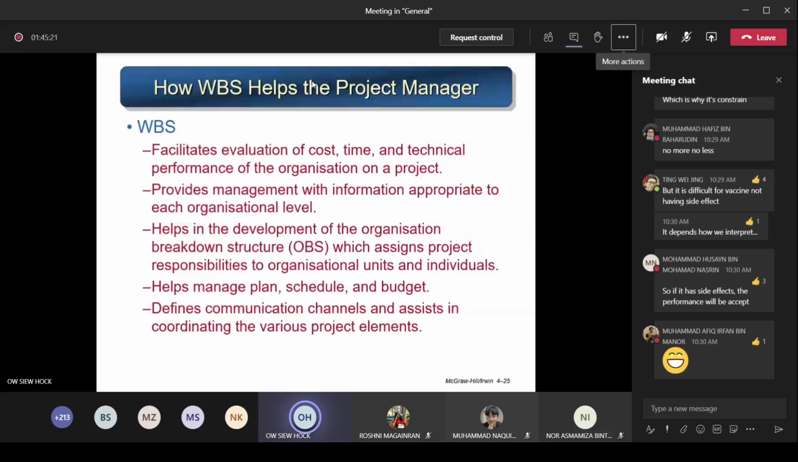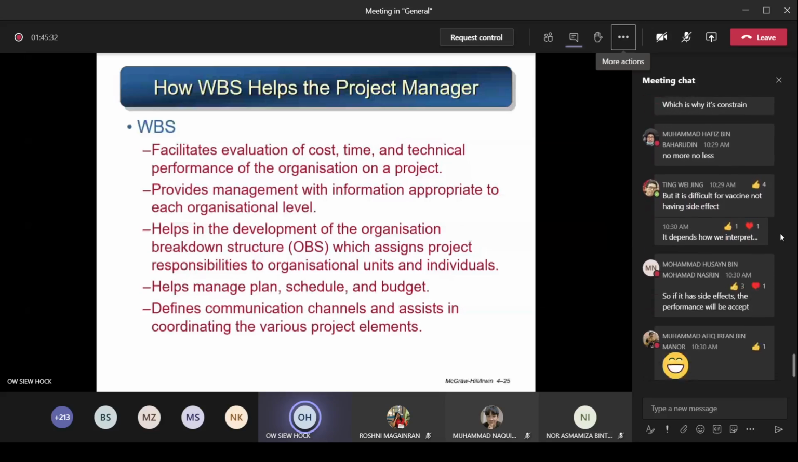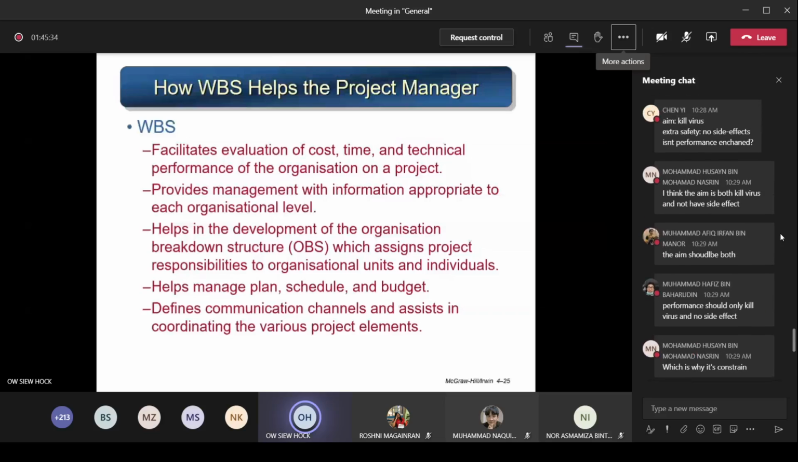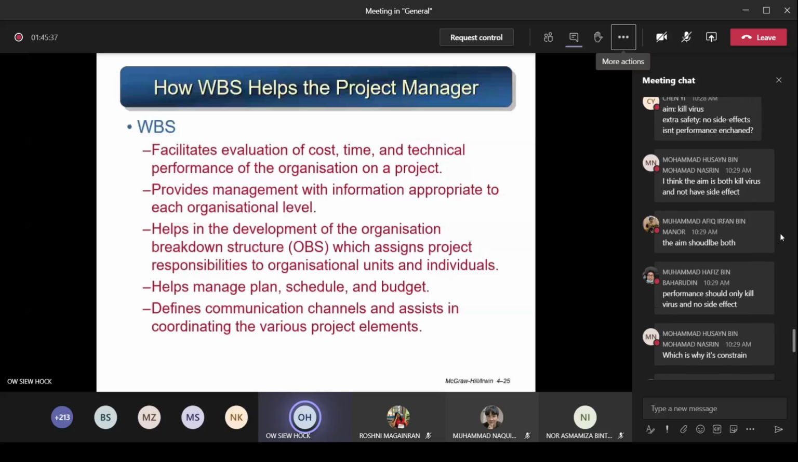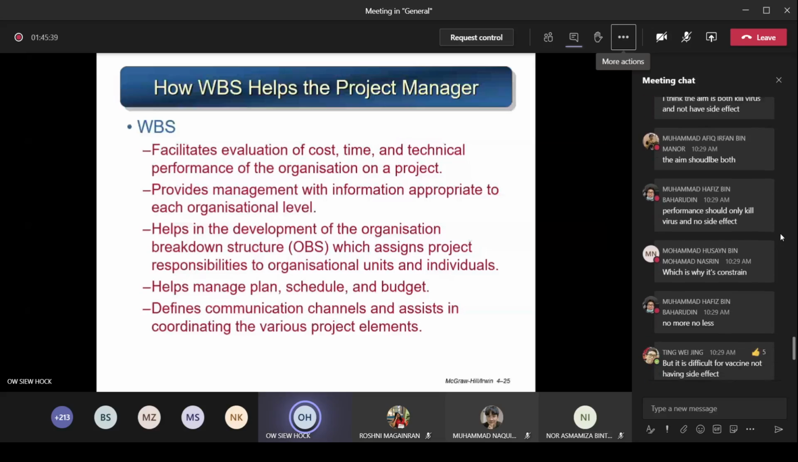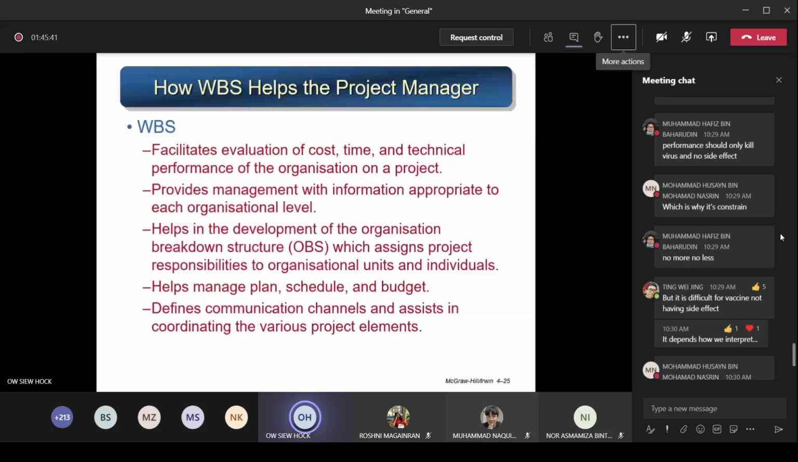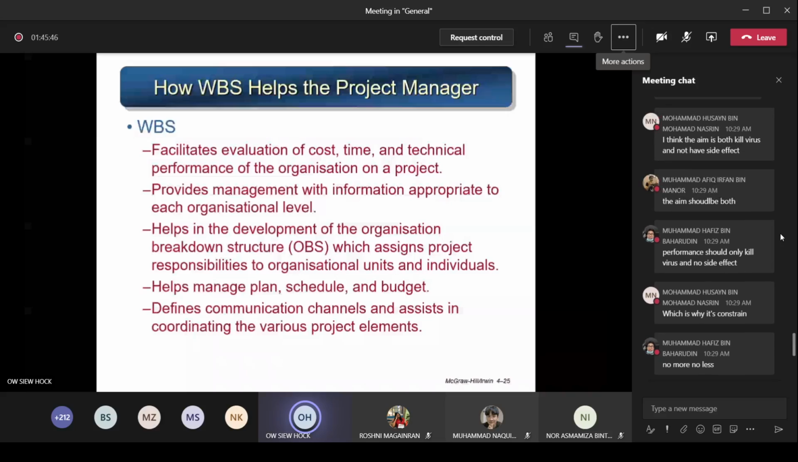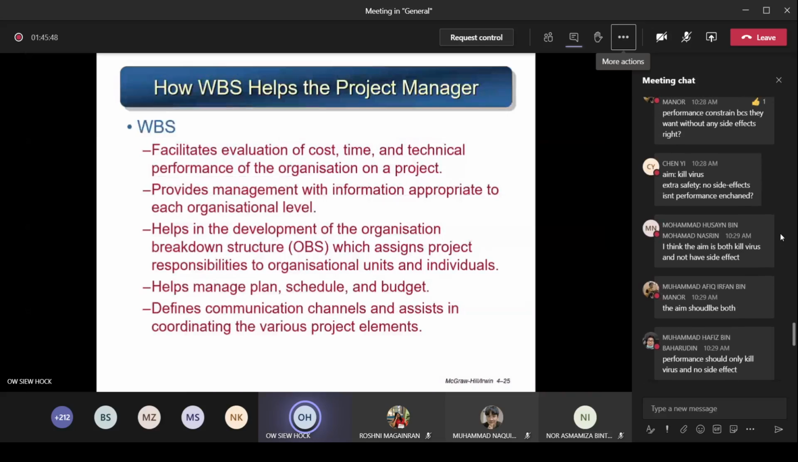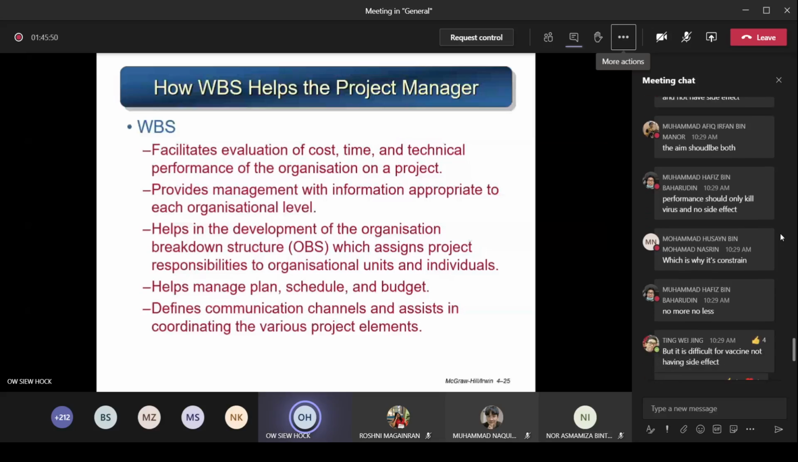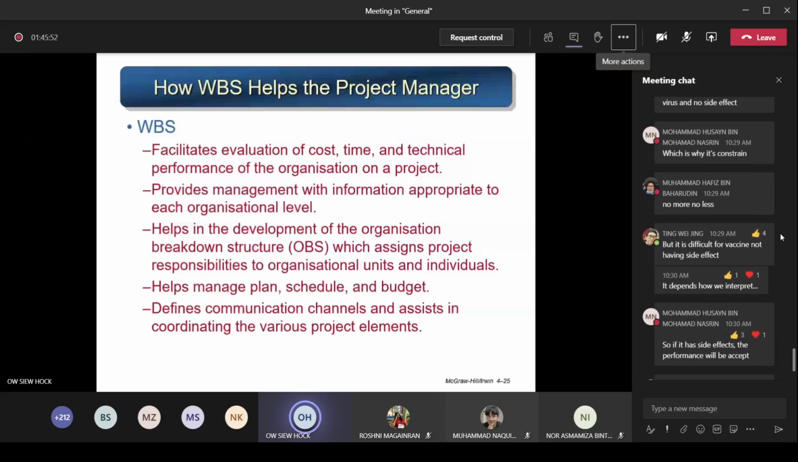Then this whole WBS provides management with information appropriate for each organizational level. So this task does not necessarily come from one department to handle it. It may involve people from the sales department, the R&D department, the marketing department, the human resource department. So it involves people from different departments to contribute to carry out the task. Later you'll see the diagram of how it crosses with the organizational level. And this WBS helps in the development of the organization breakdown structure.